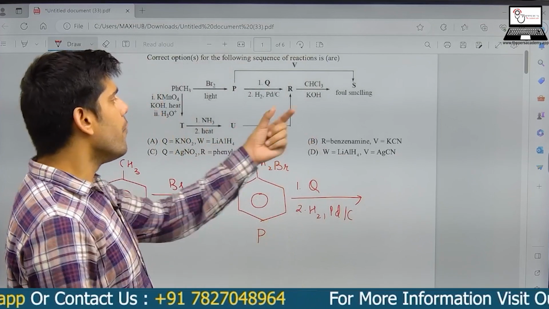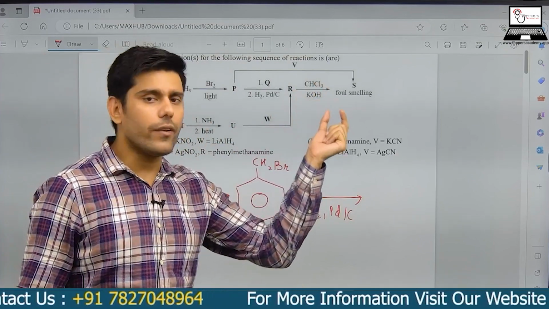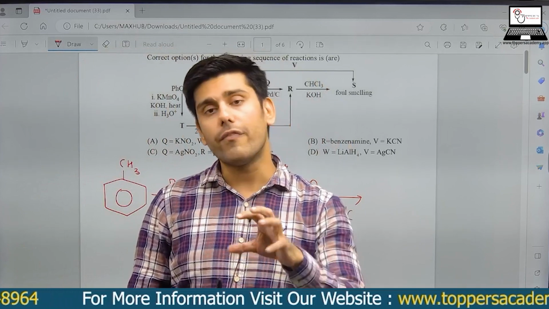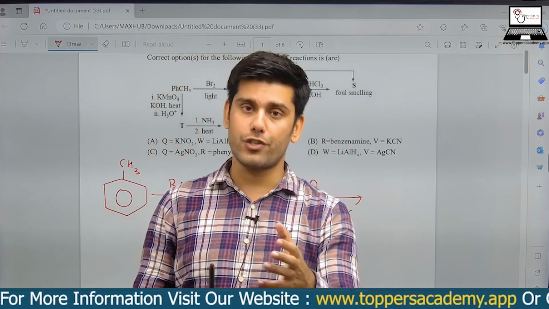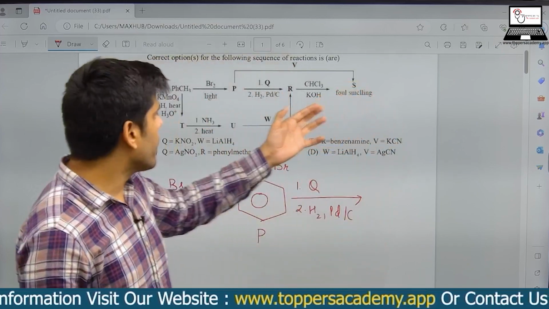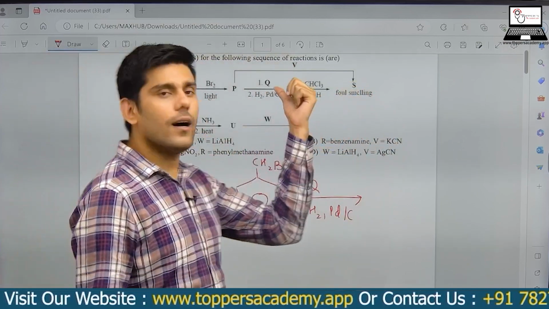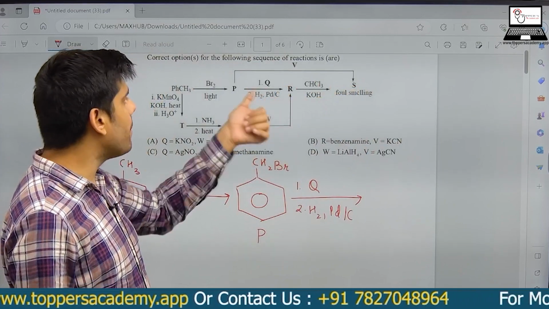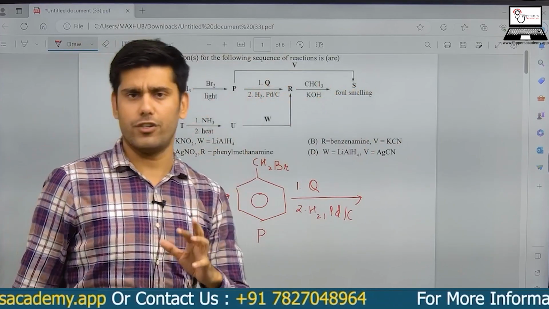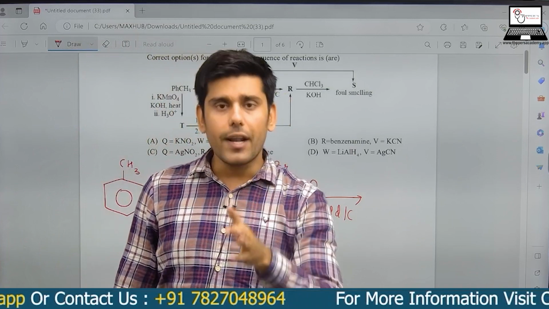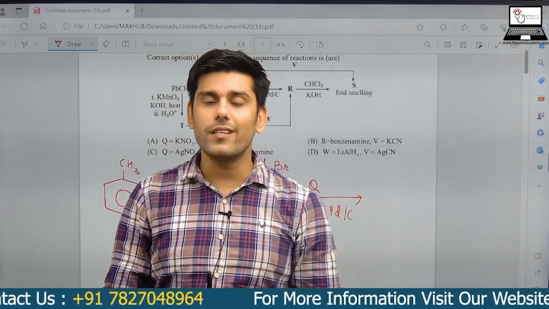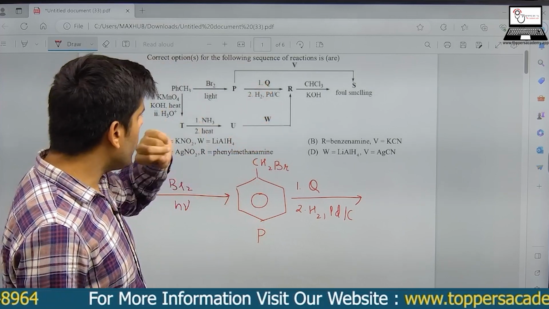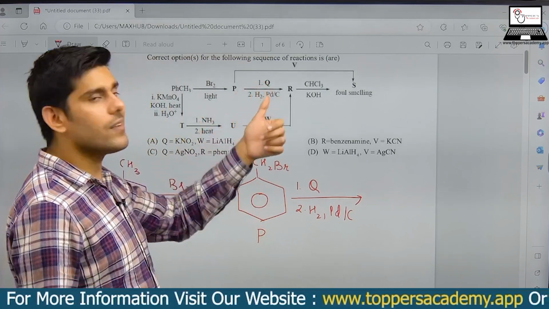Now look here, we know that this is our carbylamine reaction. It is a characteristic reaction of primary amines to give a foul-smelling substance, which is your isocyanide, right? So for that, we need a primary amine to be formed, and primary amine is formed when P is treated with Q followed by the reduction. We know that reduction of nitro compounds gives us the primary amine. So we need something which gives us the nitro compound.